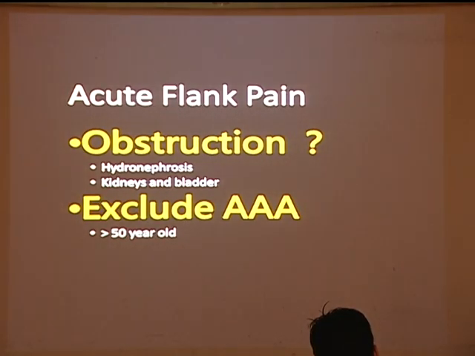Second, of course, with acute flank pain, you have to exclude abdominal aortic aneurysm, as mentioned yesterday. So in my practice, if the patient's age is larger than 50 years old, I scan every patient with acute flank pain for abdominal aortic aneurysm. Every patient, if he presents with acute flank pain, right?